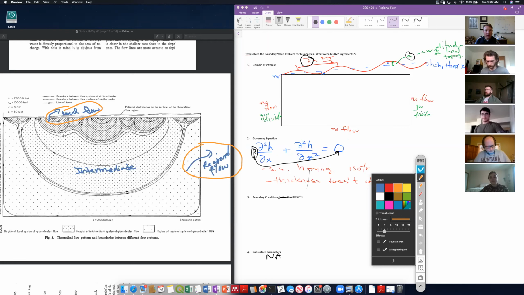And the big thing about, so there's a couple important points. The local flow system is basically following the local topographic divides. All right, so this is your surface watershed. So water would drain to this low point here if it was rain. And the local flow system follows the surface watershed. So this follows your surface watershed.